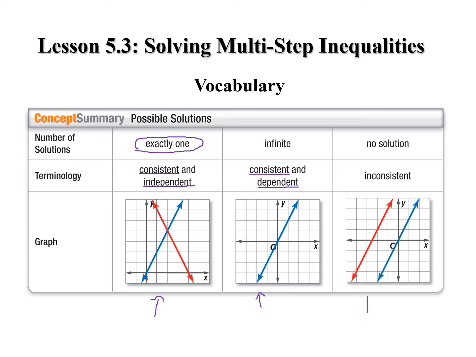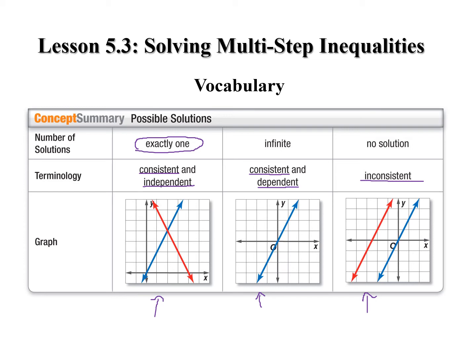If I have parallel lines like I see here, there are no solutions. There's no points that are true for both. So it is an inconsistent system. I can't talk about dependent or independent. In this case here, the only term I can use from today is inconsistent.